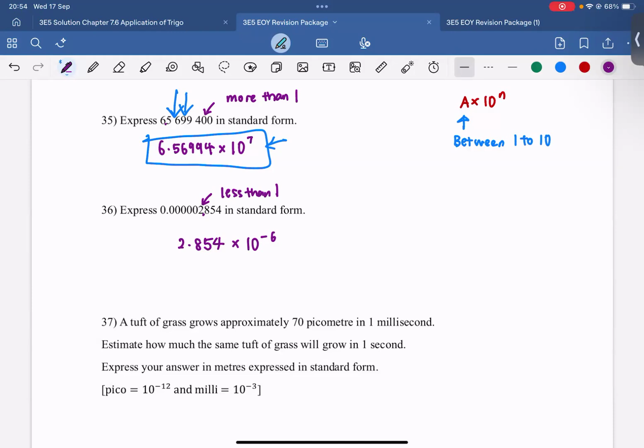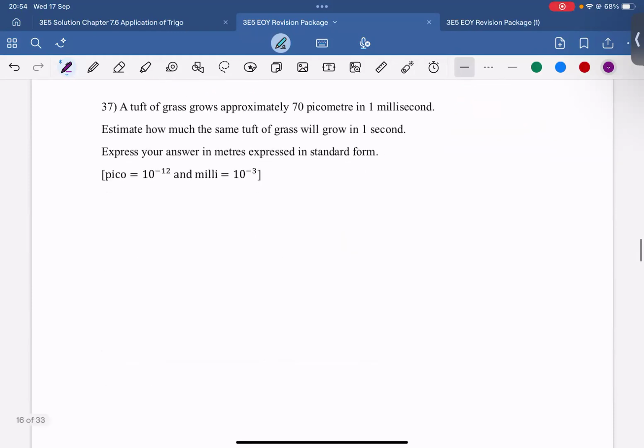Okay, next. A tuft of grass grows approximately 7 picometers in 1 millisecond. How much will the same tuft of grass grow in 1 second? Okay, so we can always write this 1 millisecond. If you don't know, always go back to your primary school, this kind of thing. It will grow 7 picometers.